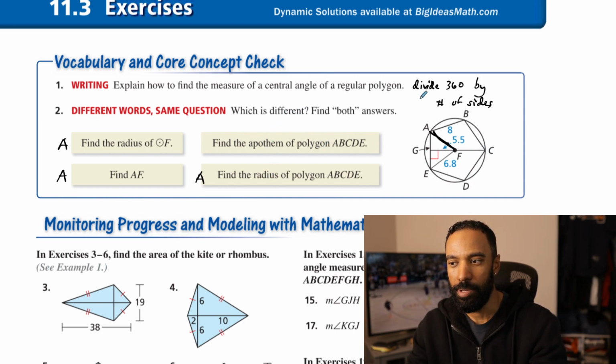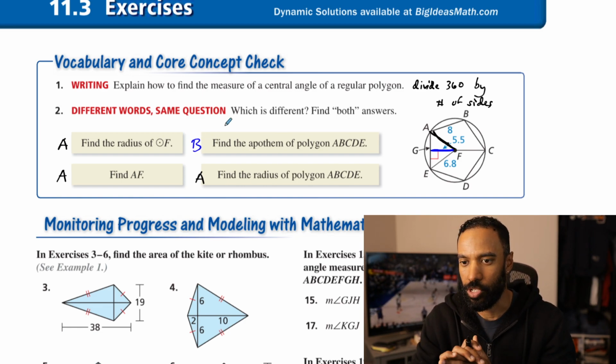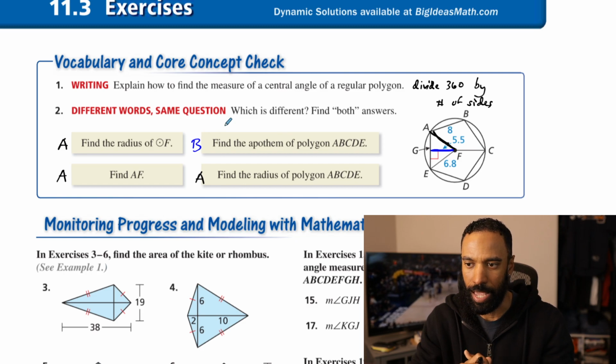Find the apothem. That would be different. That would be like this F to G, for example. That is not the same length as the radius. That's not the same segment. So for both answers, the radius is those 3, and then the apothem is that one.